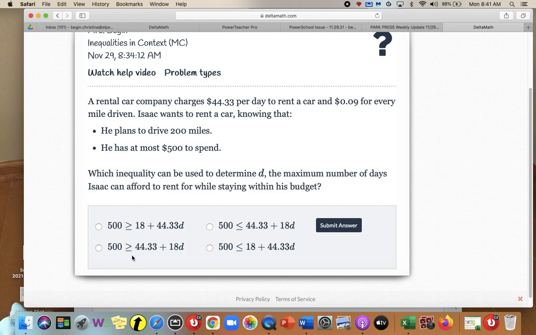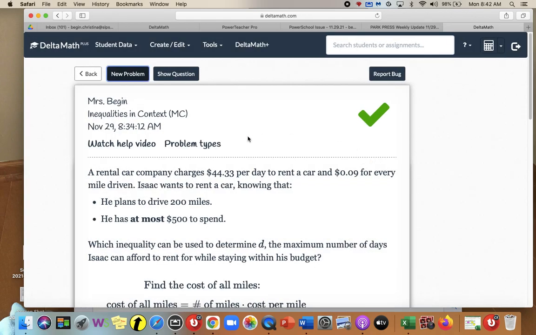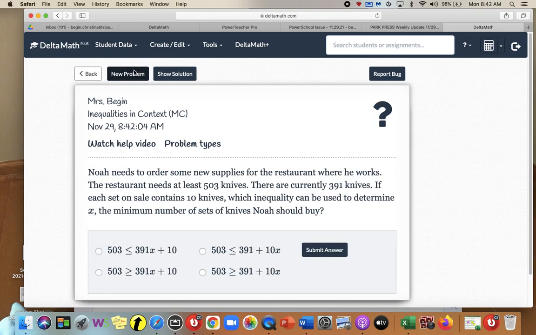for driving 200 miles. Okay, so we're taking a look at matching it up, and I think it would be this one, right? So again, this cost, it should be less than actually. Let's change it. So what we're trying to spend should be less than or equal to 500. It's going to be $18 for all the mileage plus $44.33 per day. So let's check that answer. Okay, let's try another one.